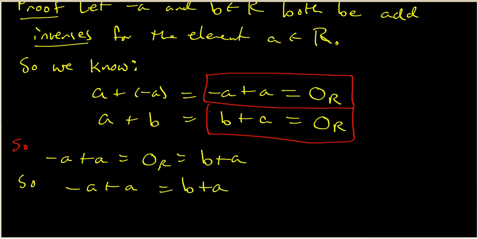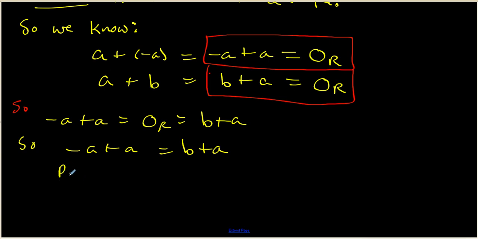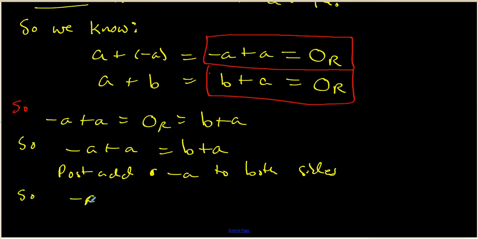Now what I'm going to do next is post-add minus A to both sides. And when I do, what we're going to get is this statement: minus A plus A plus minus A is equal to B plus A plus minus A.